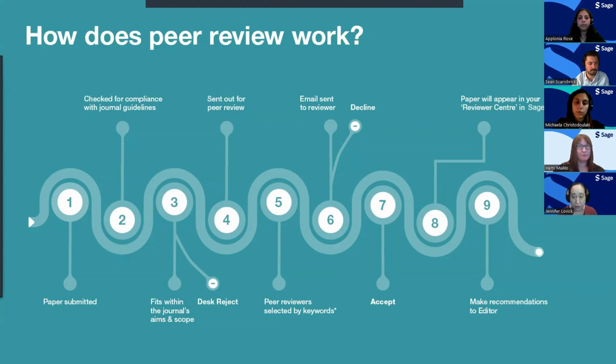Reviewers are invited to review, and once they accept the invitation, they will have access to the paper in their reviewer center in our peer review system called SageTrack. Once reviewers have assessed the paper and prepared comments for the editor and authors, they then make a recommendation of revise, reject, or accept to the editor in the system. The editor can then make a final decision based on the recommendations from reviewers.